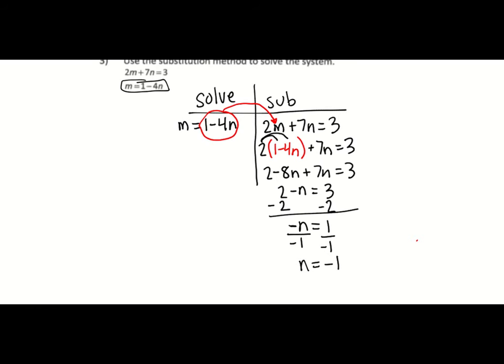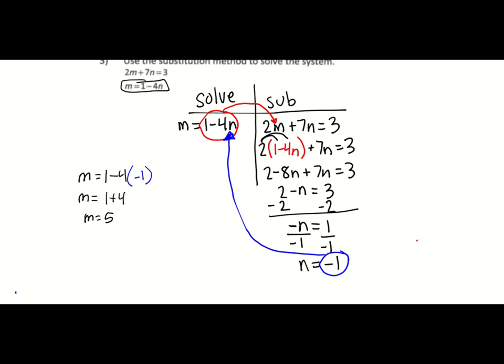Now I'm going to take that negative 1 and plug it back in to my equation to figure out what m equals. So when I do that, I get m equals 1 minus 4 times negative 1. So we have minus 4 times a negative 1, that gives me a positive 4. 1 plus 4 is equal to 5. So I have m equals 5 and n equals negative 1.